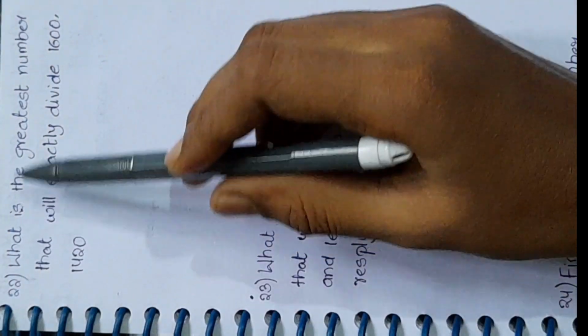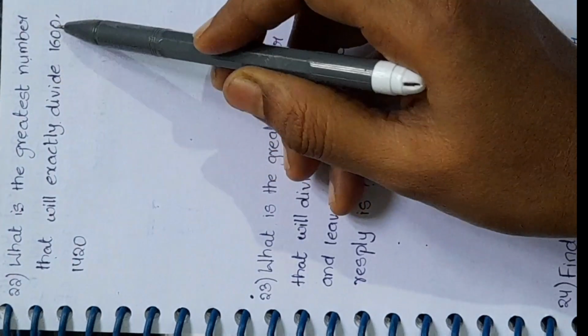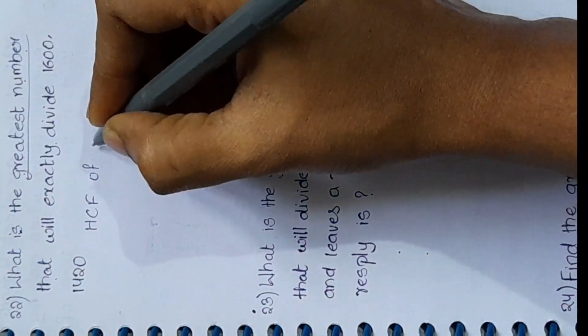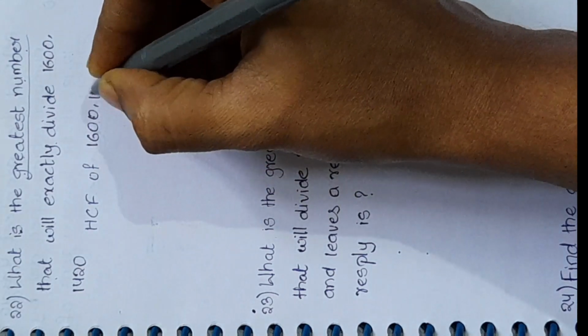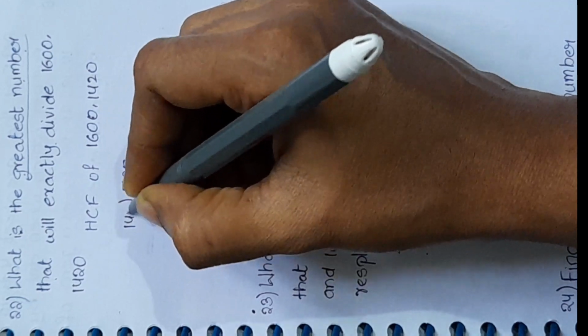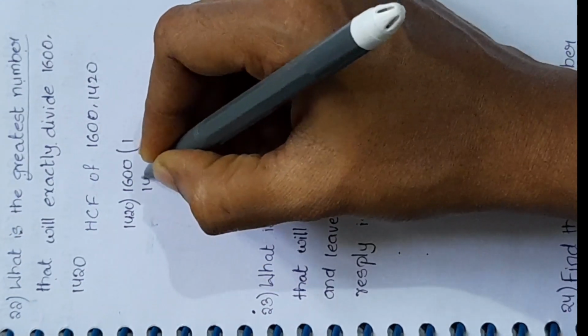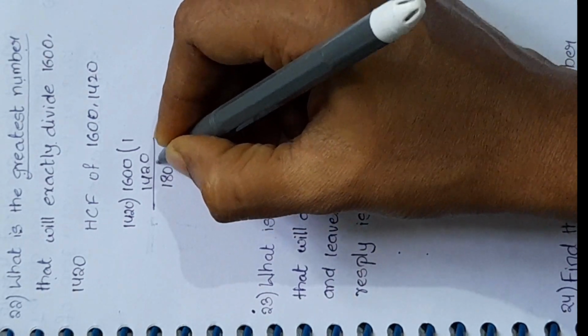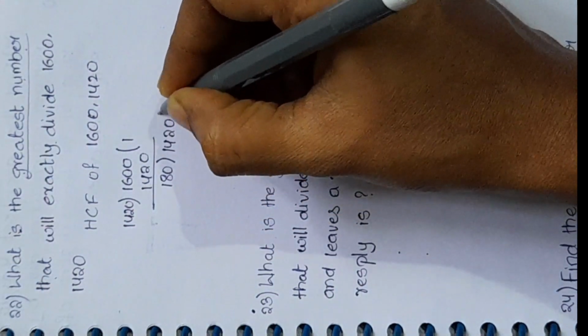Question number 22. What is the greatest number that will exactly divide 1600 and 1420? Here the greatest number is asked. We should find the HCF of 1600 and 1420. Now let us find the HCF. 1420. 1 times is 1420. The balance is 180.